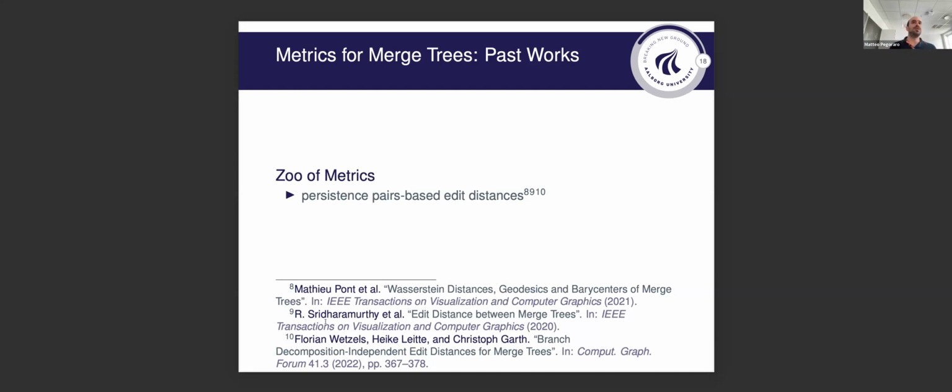These metrics can be computed in polynomial time, and so they're very efficient. The drawback is that they are not stable. They do not satisfy stability properties. So there's no continuity when you go from functions to merge trees. This is why I wanted to come up with something new, something in between those two families of metrics, something which still has some stability properties, but which could still be computed for some applications.